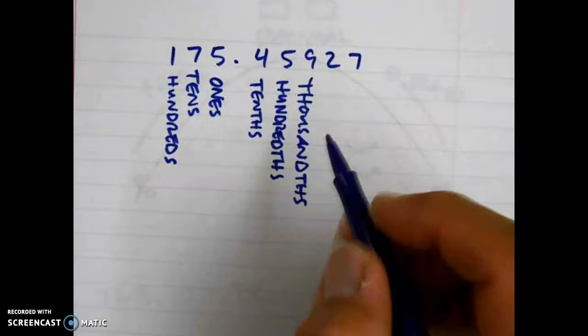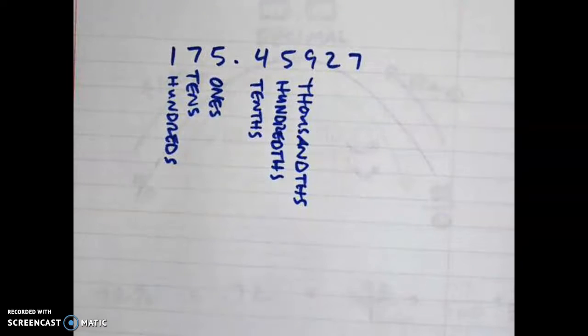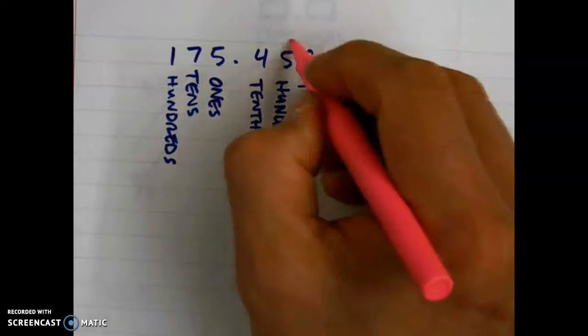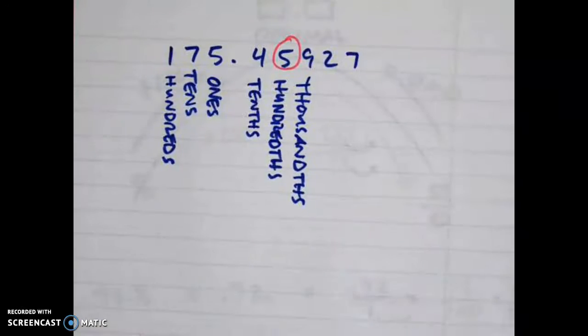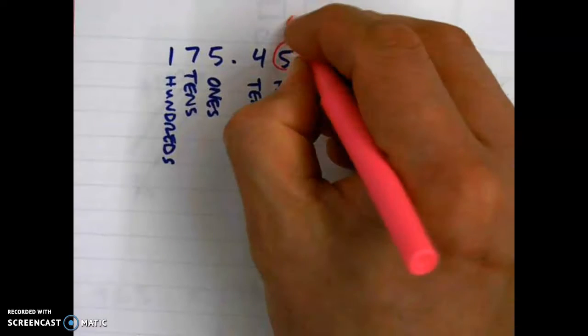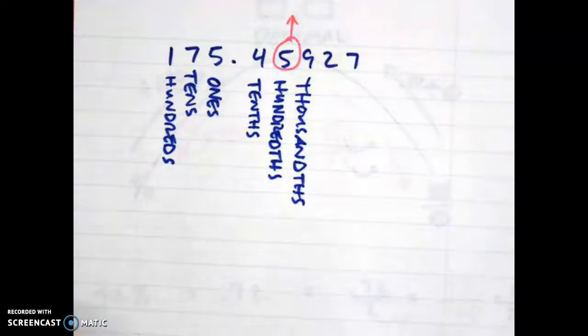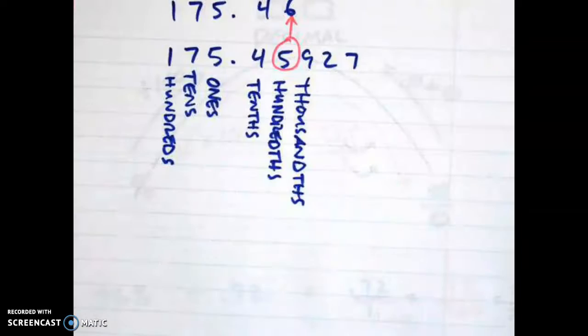So if I ask you to round to the nearest hundredths, you're looking at this spot right here. You look at the number after it. You have 9 fingers, can you give me a high five? Yes? Yes. So this number goes up, your new number becomes 175.46.